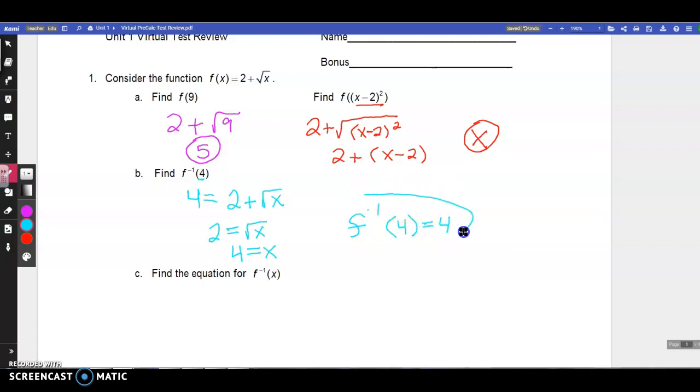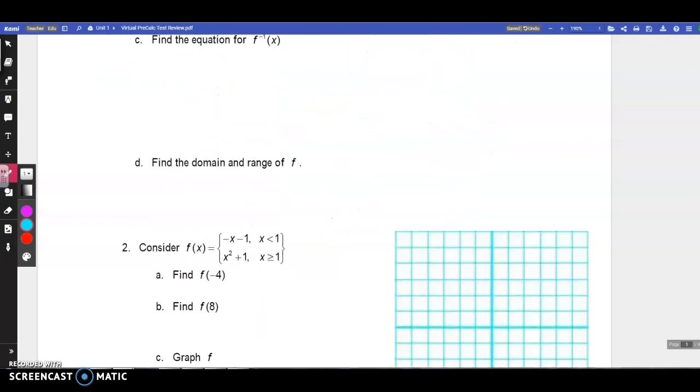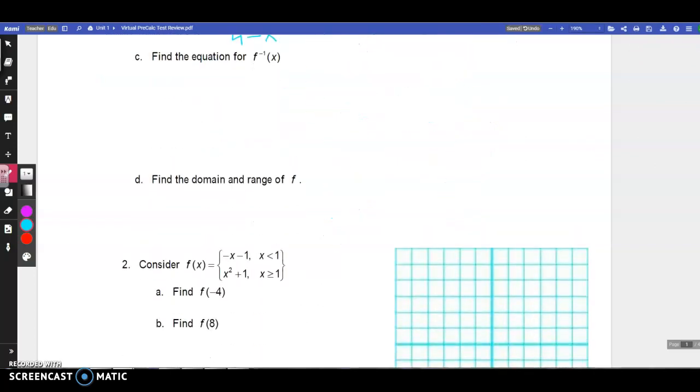There we go. All right, so now in part C, we want to find an equation for f inverse. This will be good because we can check that answer that we just found. So what's my strategy? Well, I'm starting with f. My equation for f is y equals 2 plus the square root of x. And we said our strategy for finding the inverse is to switch the x and the y's and then solve for y.